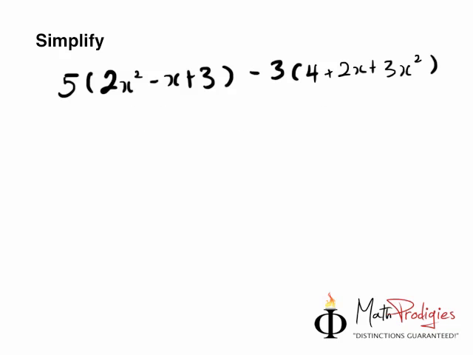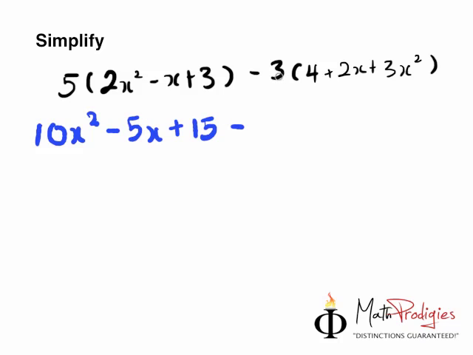Last week's question was simplify this. All right, so let's do this together. It's very simple. 5 times 2 gives you 10x squared, correct? Now 5 times negative x gives you negative 5x. 5 times plus 3 gives you plus 15. And you keep the minus there.